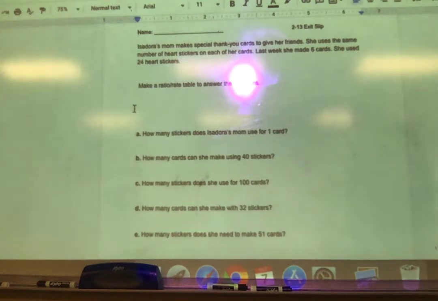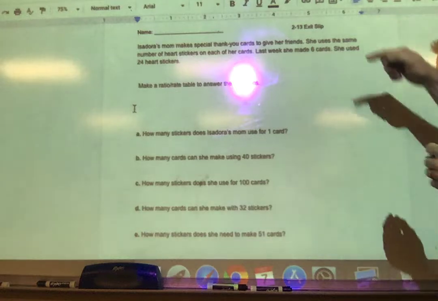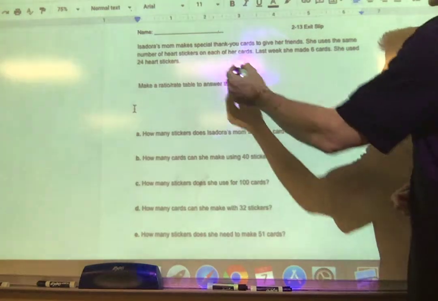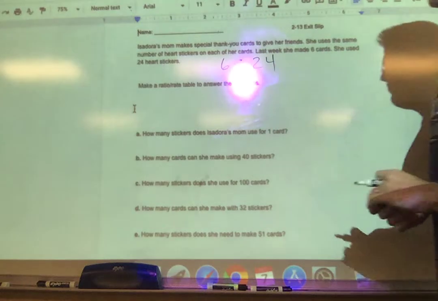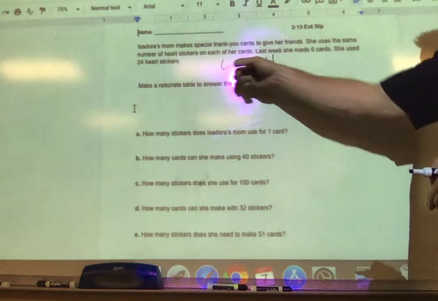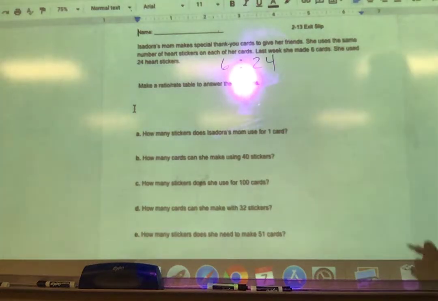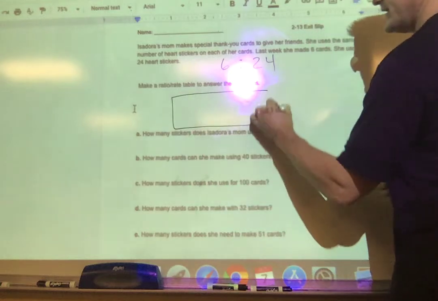So we're going to make a ratio rate table here to answer the questions. All right, so we look at the ratio here before we get started. She did 6 cards and she used 24 stickers. So we're comparing cards to stickers. 6 cards, 24 stickers. So we're going to look at this different ways using this ratio rate table.